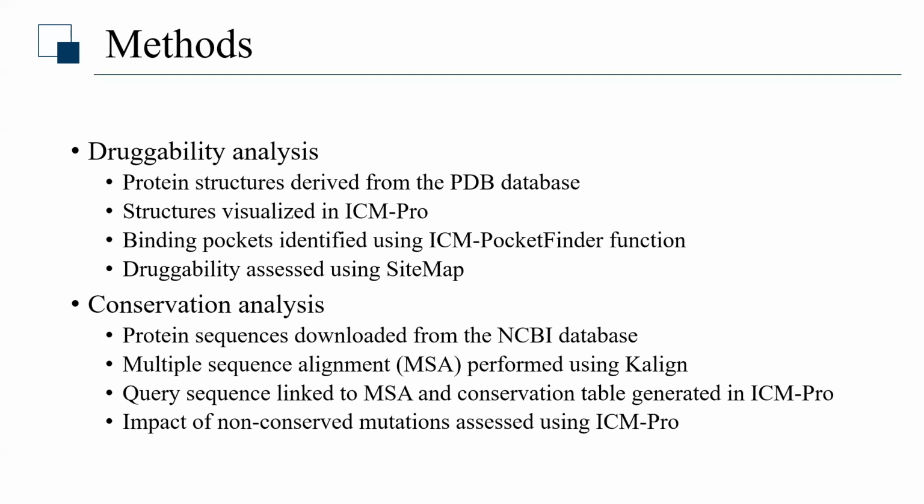The druggability scores and druggability potential are determined using a program known as SiteMap. To analyze the genetic variation across all strains, protein sequences of influenza A viral strains are downloaded from the NCBI database, and multiple sequence alignment is performed using Kalign. Next, the sequence of interest is linked to the multiple sequence alignment, and ICM can generate a conservation table based on a script I wrote. Finally, certain residues can be selectively mutated to assess the importance of these residues on ligand binding.